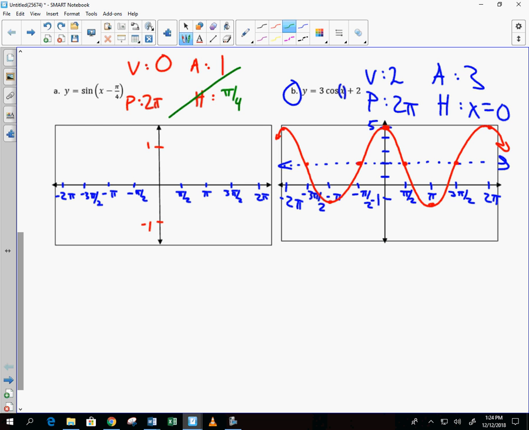So does it start at the max, min, or middle? Middle. Is it going to start by going up or down? Up.